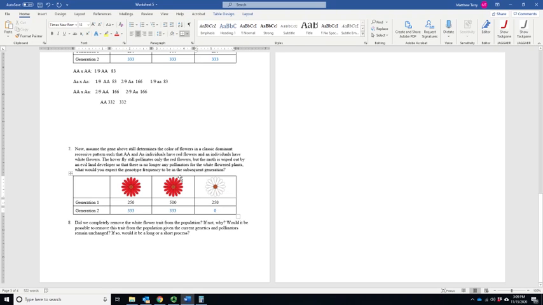And so we've got this dynamic where we'd have all red flowers, but a few white flowers that are surviving but not reproducing, so they don't make offspring. But these guys can make a few offspring every generation. Now, this is the key to number 7, and this is what I wanted to follow up with question 8. Did we completely remove the white flower trait from the population?